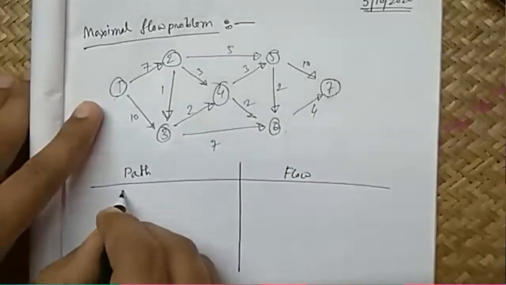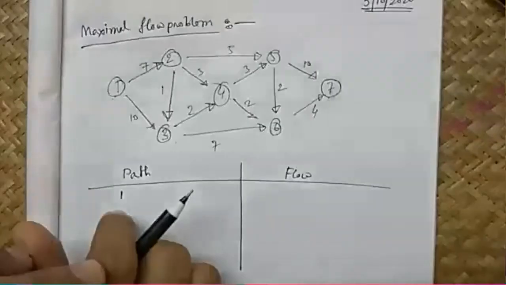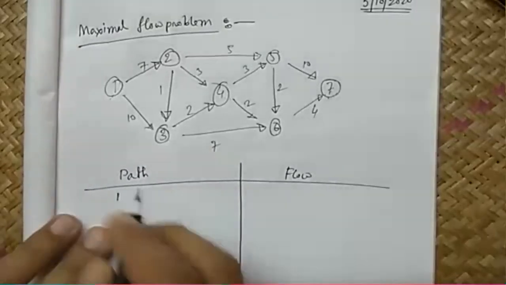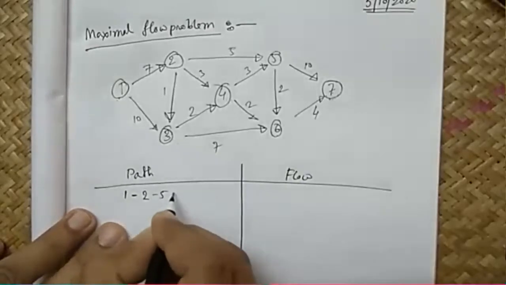1 2 5 7. Is anyone saying something? Okay, then no. This path we will take first is 1 2 5 7.